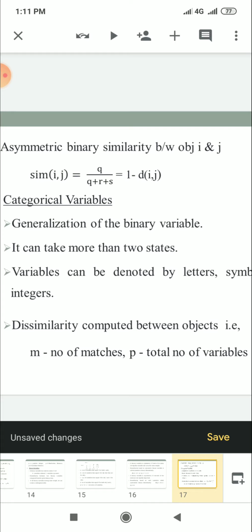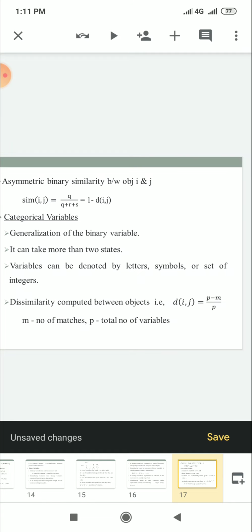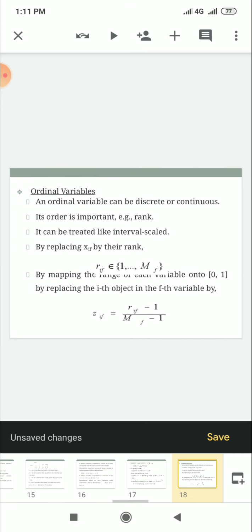Another is categorical variables, a generalization of binary variable. It can take more than two states. Variables can be denoted by letters, symbols, or integers. The dissimilarity between objects is computed by d(i,j) = (p - m) / p, where m is the number of matches and p is the total number of variables.